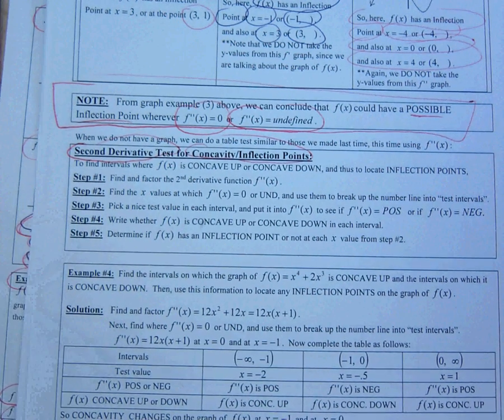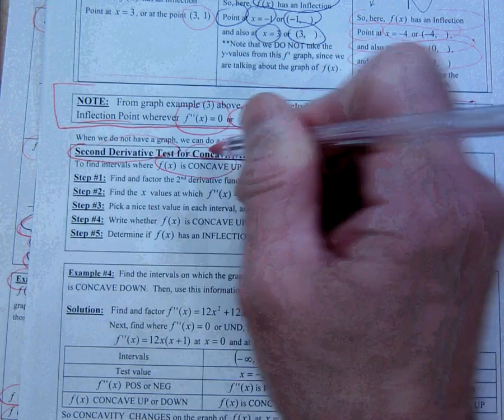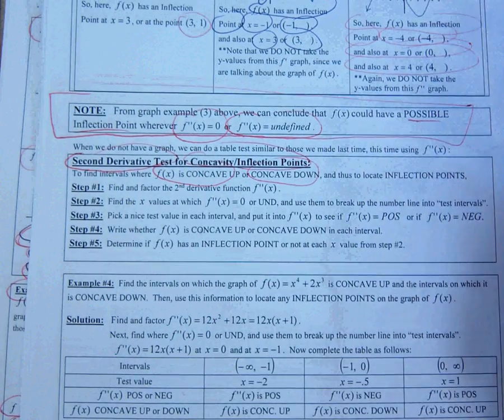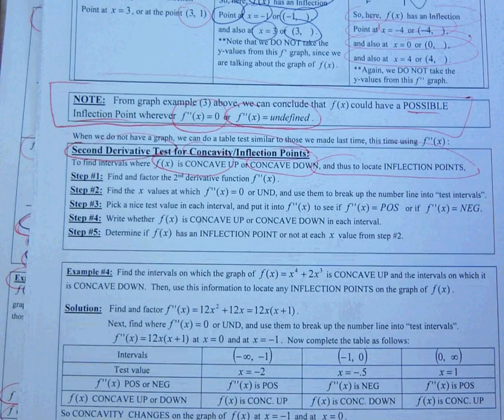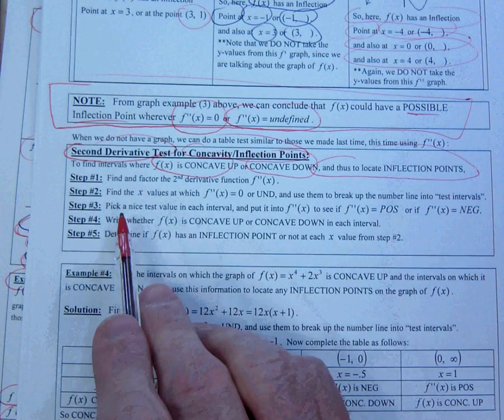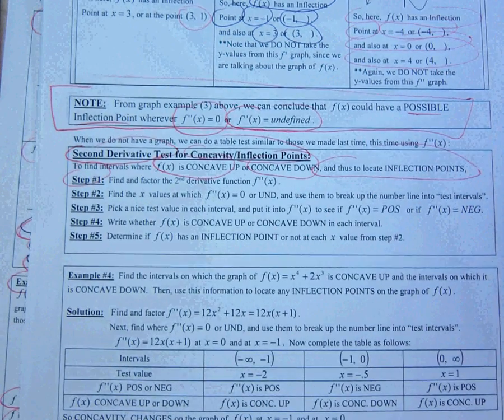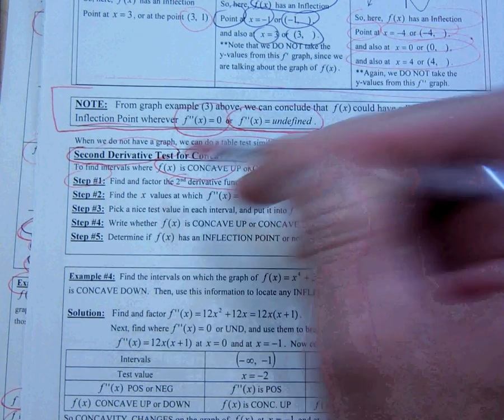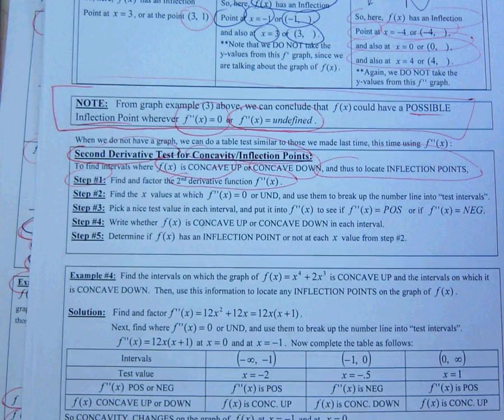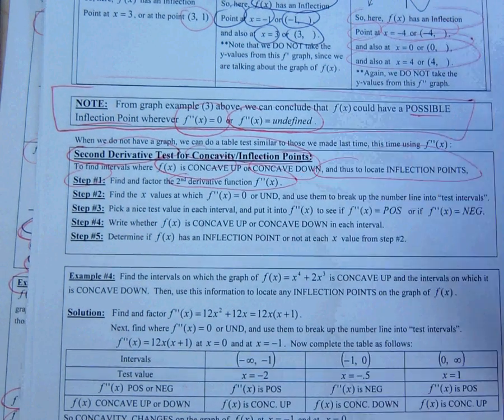Okay, so here's what we're going to do. To find where f is concave up or down, you're going to start, and by the way, that would also lead to inflection points, wouldn't they? Yes, maybe? Okay, and so what we're going to do is find and factor the second derivative. Last time we found and factored the what? First derivative. Well, today we're going to find and factor the second derivative.